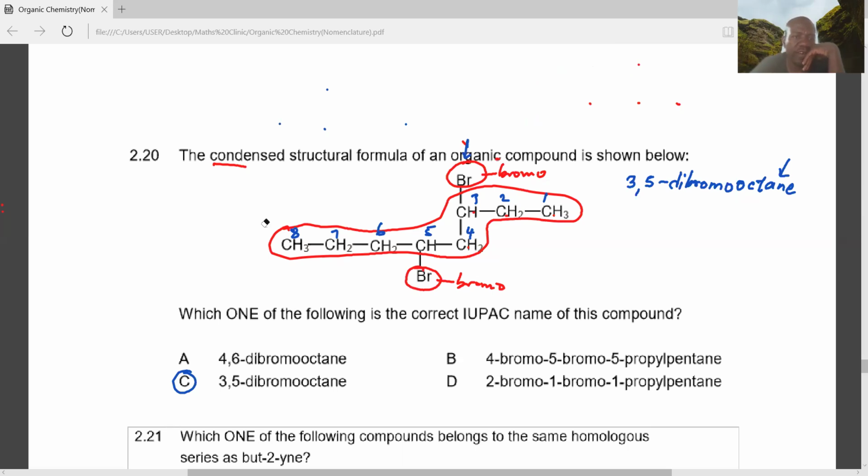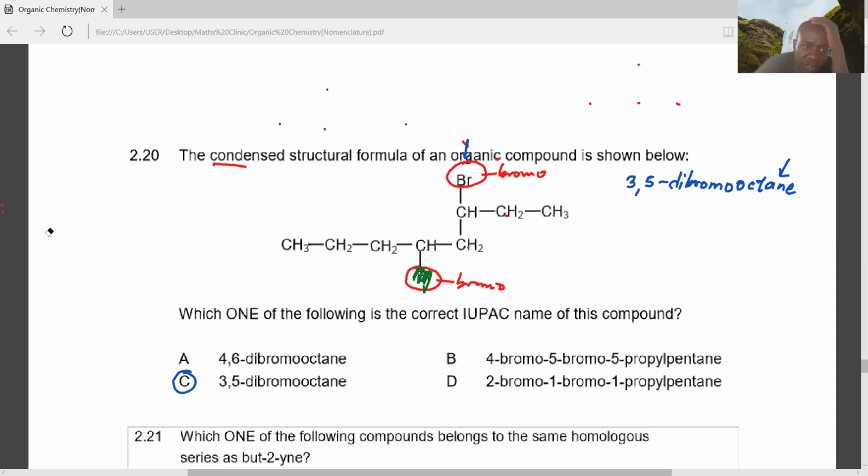Suppose we do not have this. Let's assume we do not have this carbon here. I just want to illustrate something. Let's say this one is not there. Maybe at this carbon, let me just try to raise the positions. Let's just assume we have chlorine here, just as an example.